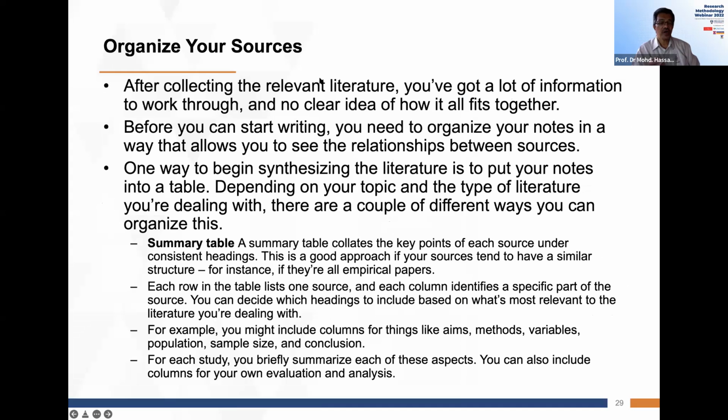Okay, next. Now, as you prepare to write, you must organize your sources. After collecting the relevant literature, you've got a lot of information to work through, and no clear idea how to put it all together. So you need to organize. Before you start writing, you need to organize, because you have no clear idea how to move on. So you need to organize your notes in a way that allows you to see the relationships between sources. Having EndNote will help you a lot here.